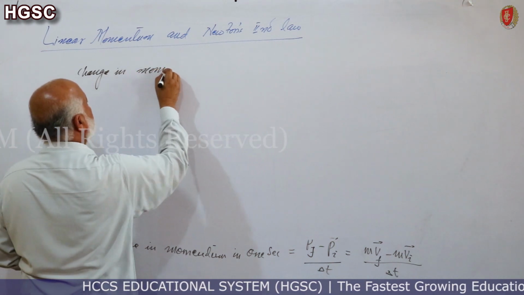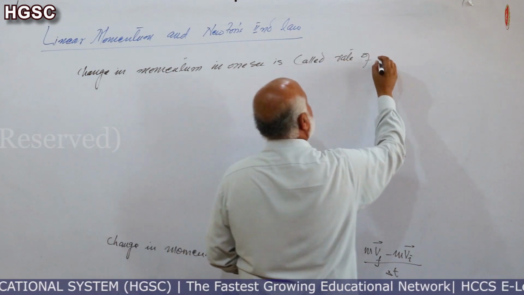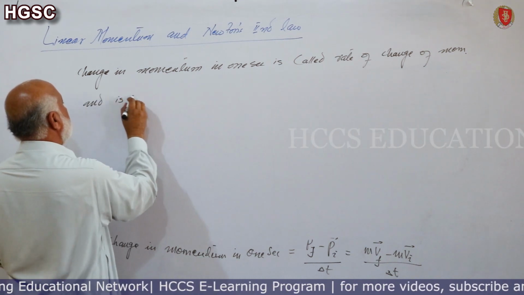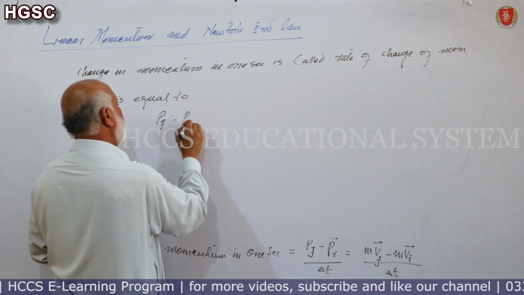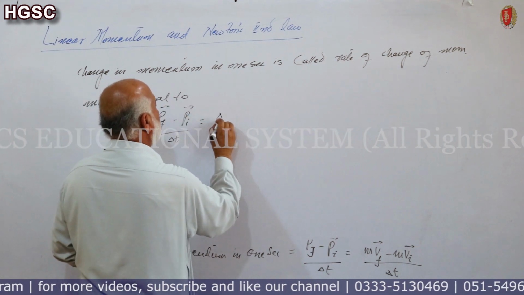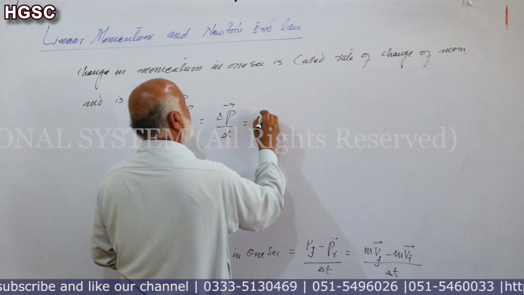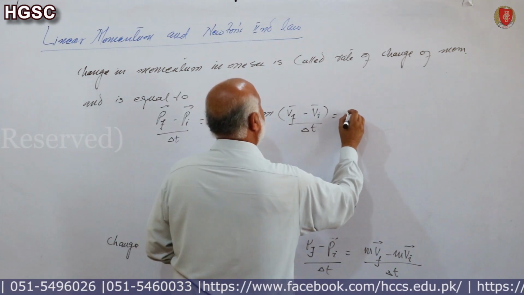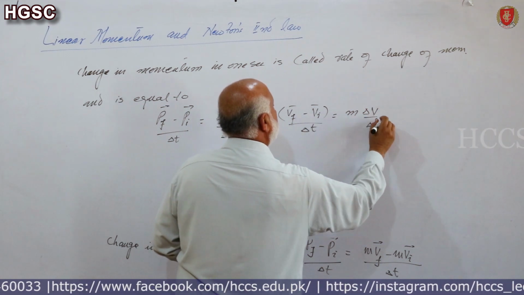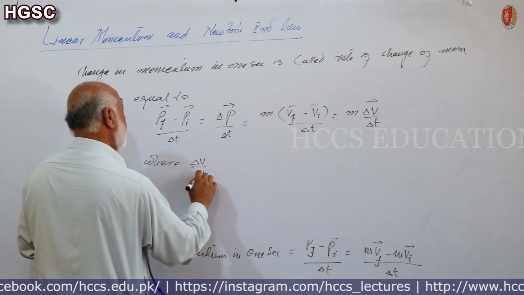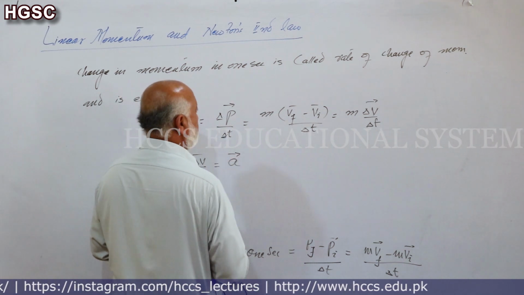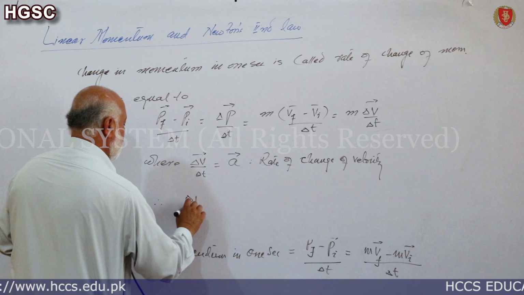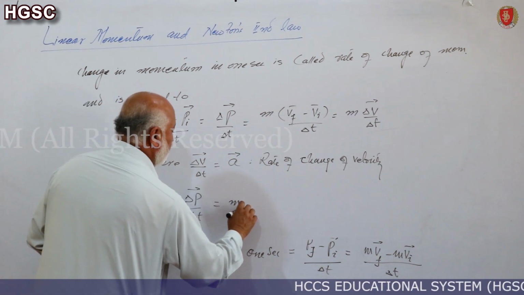Change in momentum in 1 second is called rate of change of momentum. Rate of change of momentum is equal to pf minus pi over delta t. This is delta p by delta t and is equal to m vf minus vi over delta t. This is equal to m delta v by delta t, where delta v by delta t is acceleration, rate of change of velocity. Therefore delta p by delta t is equal to m a.